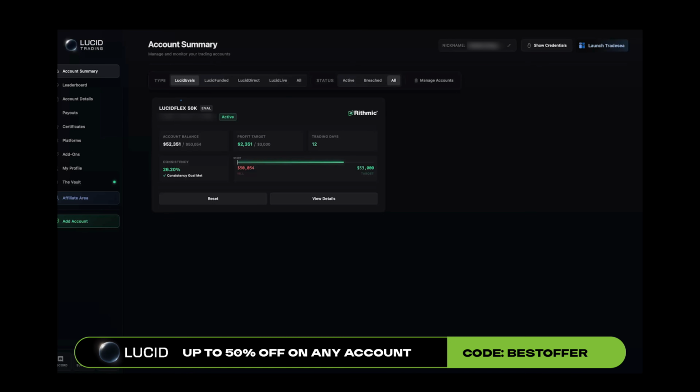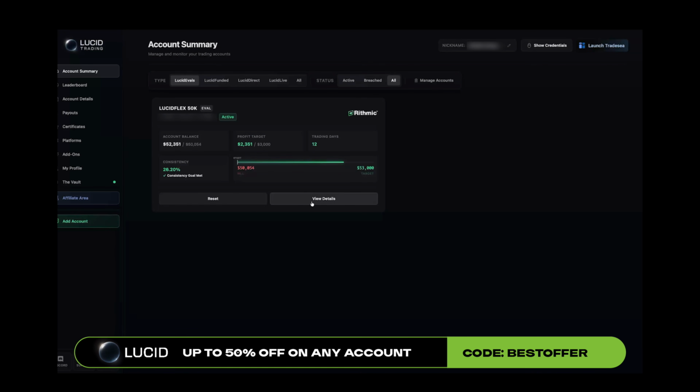So this is my dashboard. I have the Lucid Flex 50K evaluation, and you can see it's still active. It's still an evaluation account, but I had to make this video today because once I pass this account completely, it will become a funded account. Basically, when you pass the account, in 5 to 30 minutes they switch it to a funded one. So I have to make this video right now because I think that tomorrow or maybe in a couple of days, this account will be a funded one, so I would not be able to make this video.